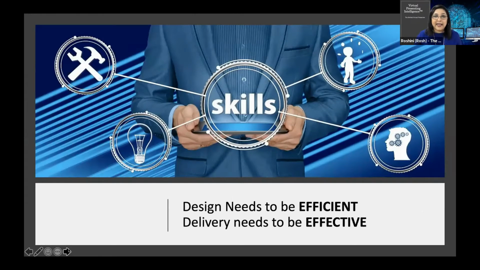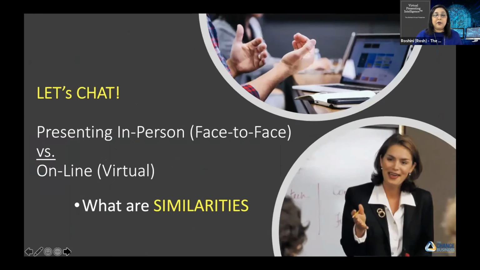Presenting online in a virtual way. So we say that in presenting intelligence, you need to learn how to be efficient with the way you design your presentation, and you must be able to be effective with your delivery. So when it comes to today's session, we are going to talk about the similarities and the differences between face-to-face presentation and online presentation.